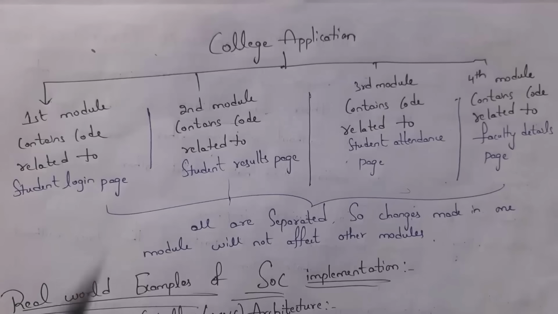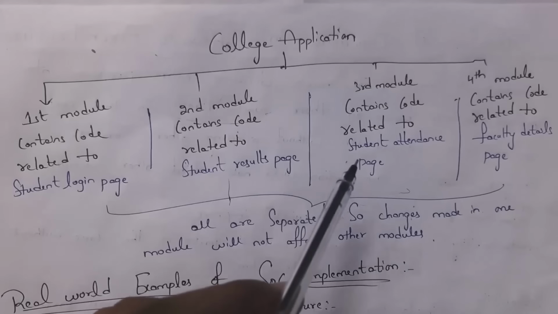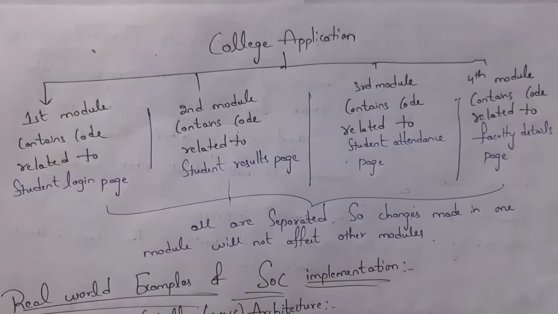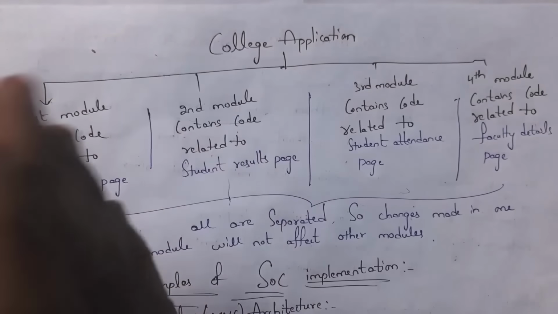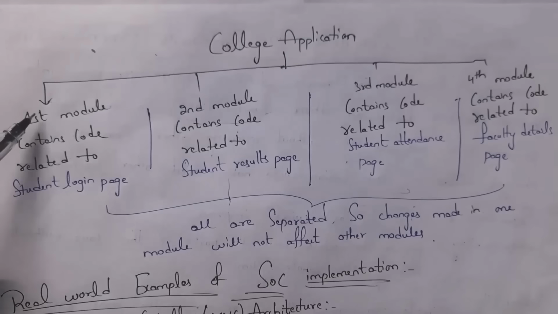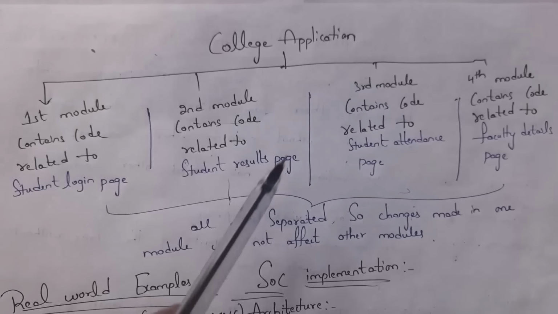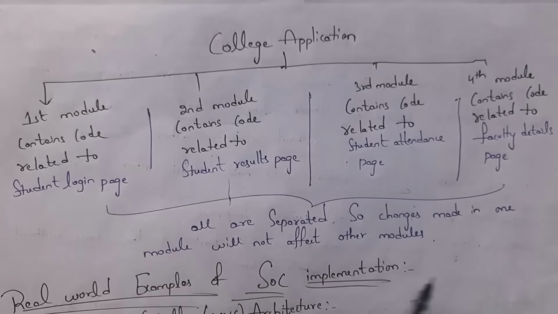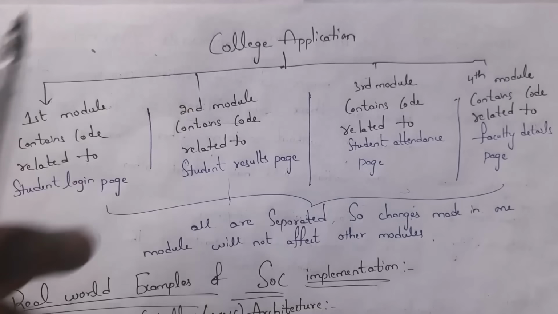Guys, for example, I want to create a college application. Let us say the college application contains 4 pages: student login page, student results page, student attendance page, and as well as faculty details page. In total there are 4 pages. So instead of writing this complete code in one place, I will divide this complete code into 4 modules. The first module contains code related to the student login page, the second module contains code related to the student results page, the third module contains code related to the student attendance page, and the fourth module contains code related to the faculty details page. I will keep these 4 modules separately in different folders.